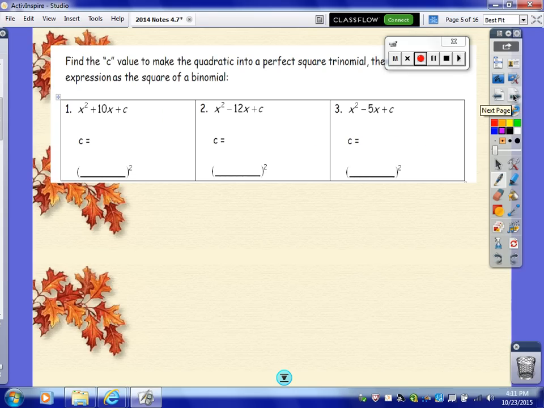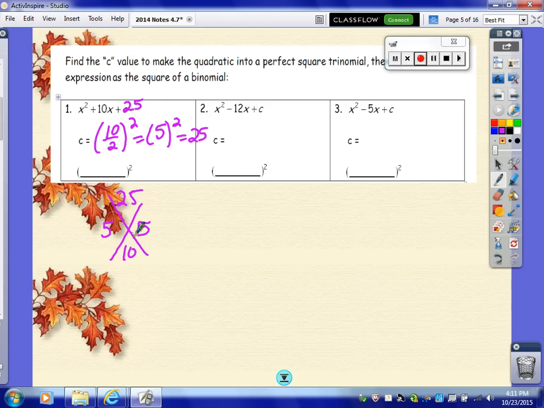So let's look at some examples of just finding C. So C is going to be half of B squared. So 5 squared, which is 25. So if I make C 25, when I go to factor this, what multiplies to give me 25 adds to give me 10, I get 5 and 5. So you see that I can factor this as x plus 5 squared.